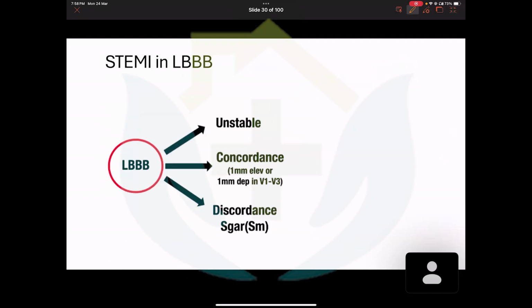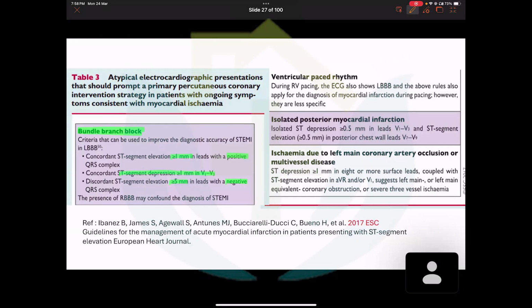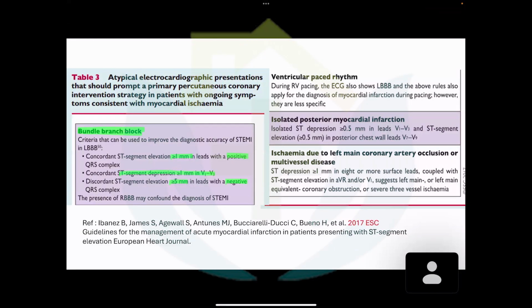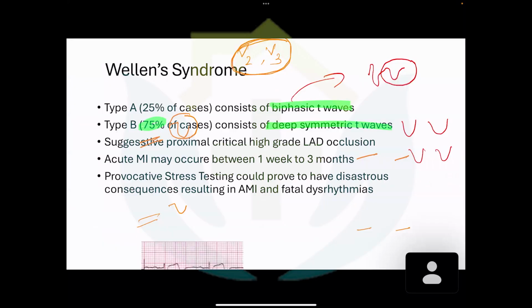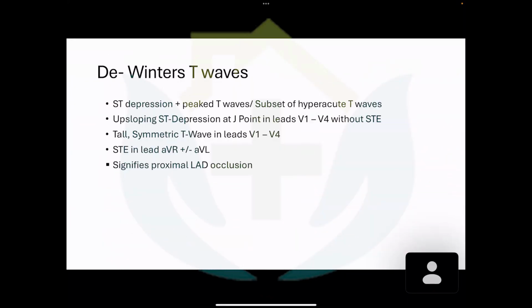Yeah, this is again about the concordance and discordance. Garbosa-Smith criteria, do read about it. This is the criteria which I told you here. The Garbosa-Smith criteria is basically the bundle branch block criteria. For concordant and discordant: if it is positive, 1 mm; if it is negative, 5 mm; and if it is ST segment depression, then it is 1 mm, but only in V1, V2, V3. Just remember this, and I think that is enough for the exam. Okay, so Garbosa-Smith criteria.